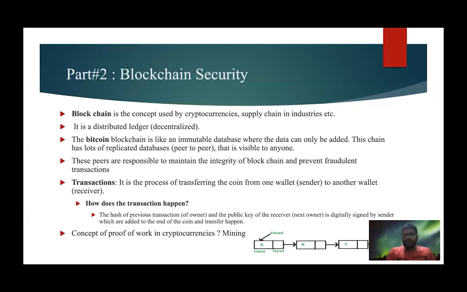Even if we are using it for cryptocurrencies or supply chains, data will be written on it one time and then it can be read only. We cannot modify the existing data. This is a very important point. In the case of cryptocurrencies, it is a distributed ledger which is decentralized. As mentioned in the slide, the Bitcoin blockchain is like an immutable database where data can only be added. The chain has a lot of replicated databases, a peer-to-peer network that is visible to anyone who wants to see. The peers are responsible for maintaining the integrity of the blockchain and preventing all fraudulent transactions.